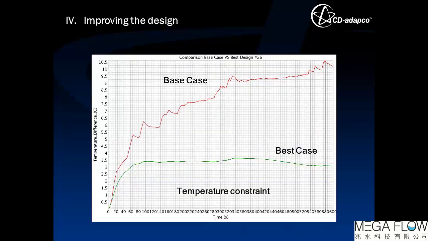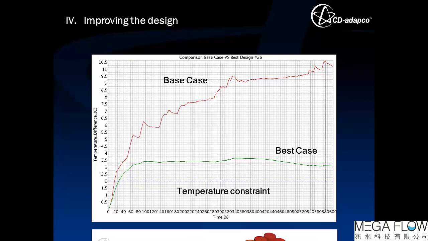If I isolate the base case and the best design, the best case that we've obtained, it shows towards the end of the simulation an improvement of about 7 degrees, which is quite substantial. However, we haven't been able to reach the temperature constraint that we set, which was to be below 2 degrees temperature difference inside the module. So we still have some room to improve this design by probably changing the cells configuration or again modifying the conditions on the cooling flow rate.